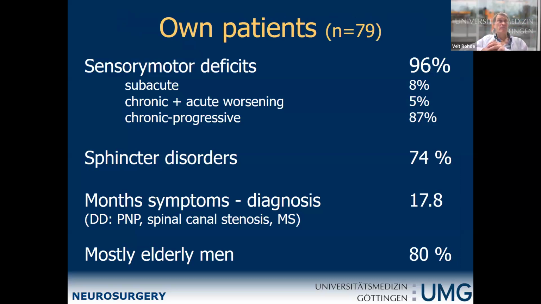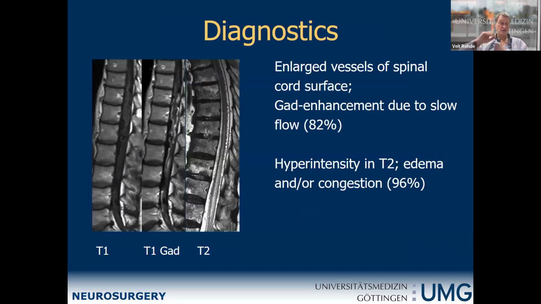Very few presented with acute or subacute symptoms, but in most of the patients, it was a chronic disease with symptoms which were becoming worse and worse over the years. Almost 80% complain about sphincter disorders, and you can see that in our series, the delay between first symptom onset and the diagnosis was almost 18 months.